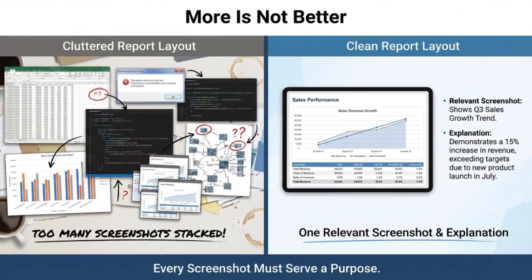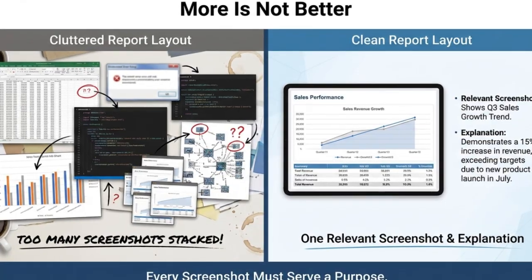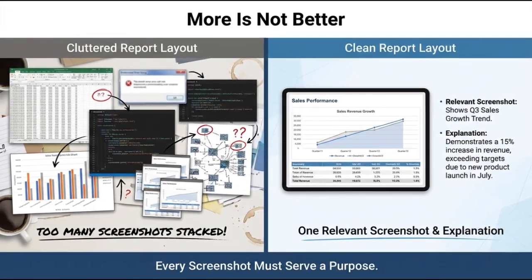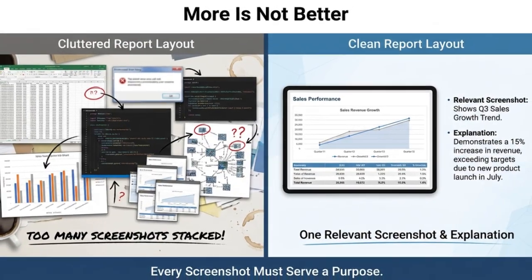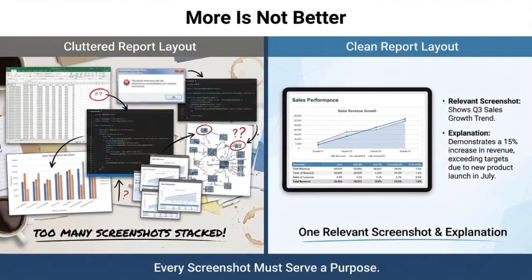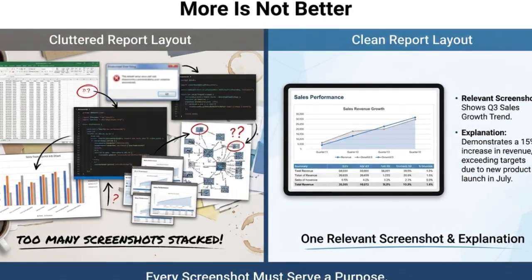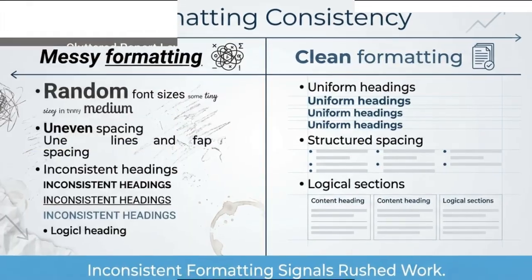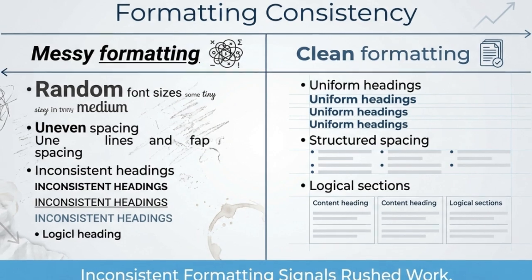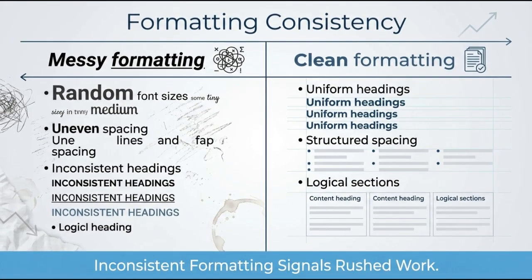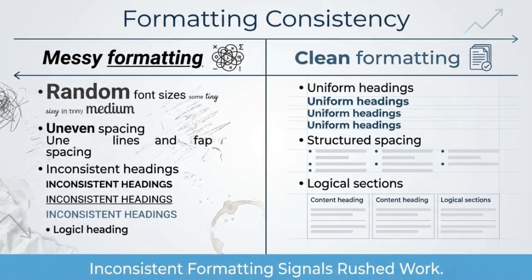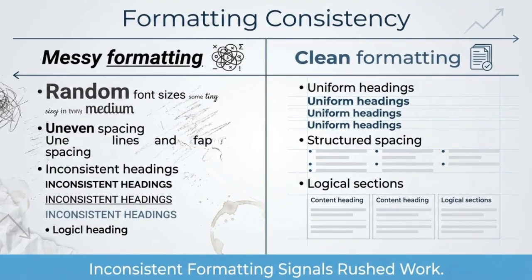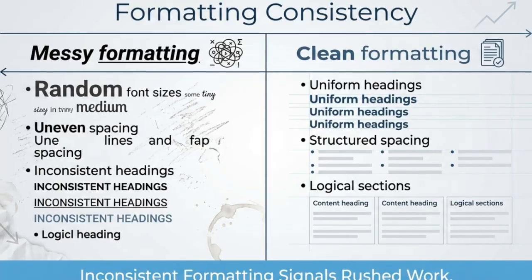Number 4. Consistent formatting. Consistency improves readability. Maintain uniform formatting. Same heading structure, same font style, same screenshot alignment, clear spacing between sections. Inconsistent formatting signals rushed work. Professional reporting is not chaotic, it is controlled. Even in the OCP exam, formatting quality contributes to overall clarity. You want the examiner to focus on your technical reasoning, not struggle with your layout.